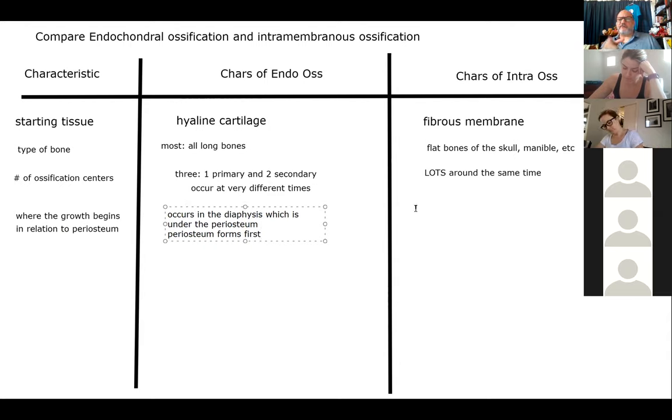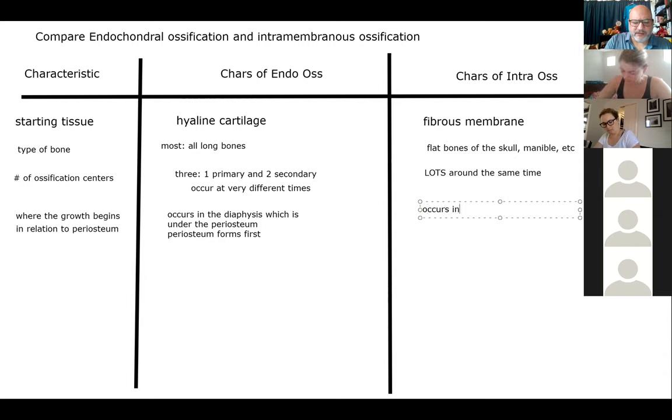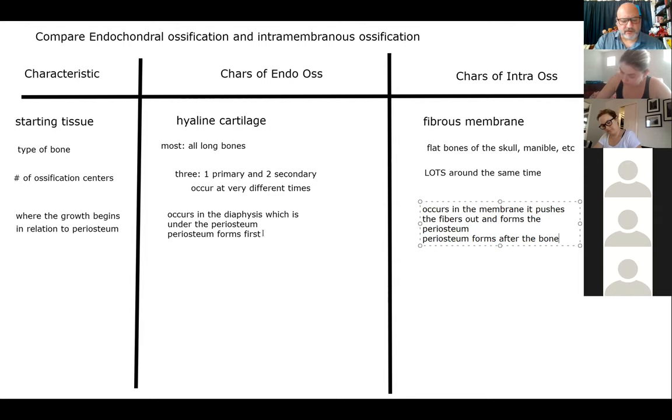Does the periosteum form before the bone is made here in our intramembranous ossification? No, it's made after the fibers are pushed aside. Excellent. Here, the growth occurs in the membrane, and as it occurs in the membrane, as you said, it pushes the fibers out and forms the periosteum. So here, the periosteum forms after the bone, whereas here, the periosteum forms first, before the bone. Now, technically, it's a perichondrium when it's forming before the bone, but it's still a dense irregular connective tissue with the mesenchymal cells, and it's there first before the bone.